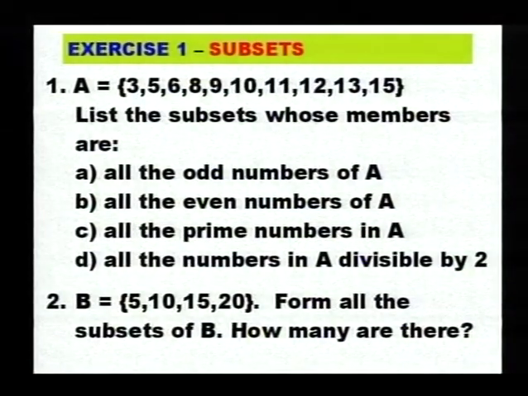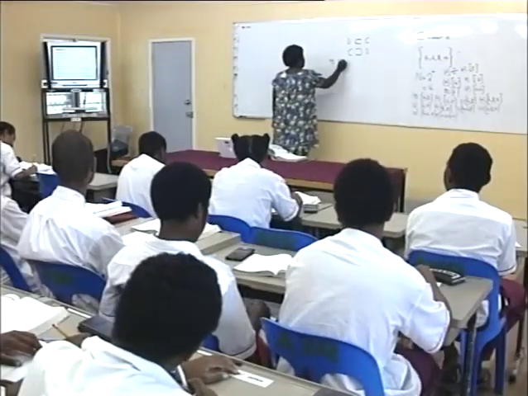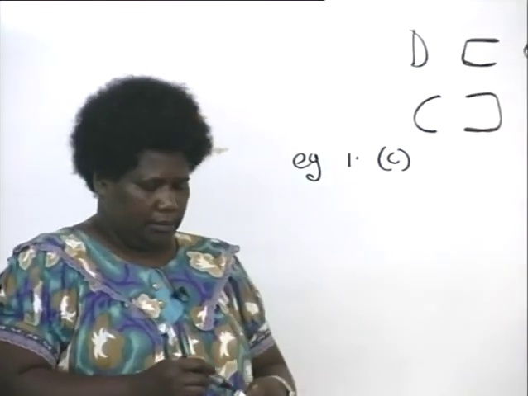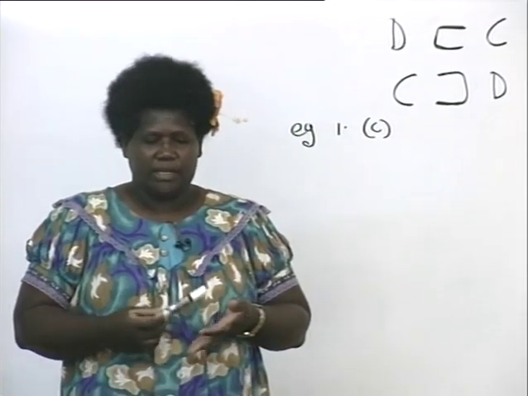Okay, number 1. A is the set 3, 5, 6, 8, 9, 10, 11, 12, 13, 15. It says list the subset whose members are, okay, from the set, you have to list. So letter C says all the prime numbers in A. You have to list all the prime numbers in A. So this is example 1, letter C. We have to list all the prime numbers in A. This is just an example.